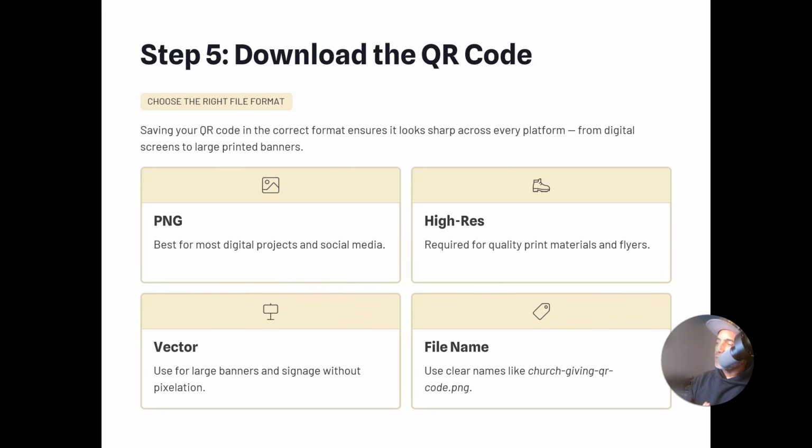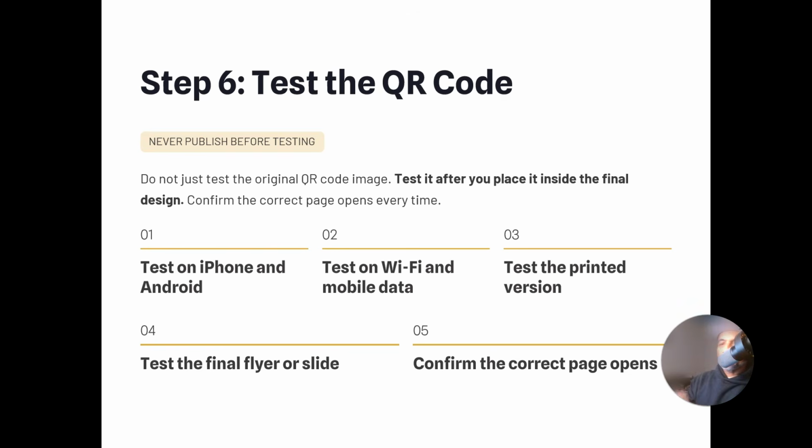PNG, best for most digital projects and social media. High resolution, required for quality print materials and flyers. Vector, used for large banners and signage without pixelation. And like I said, the cool thing about LQR is it offers vector files, which is pretty cool. File name, use clear names like churchgivingqrcode.png. Okay?